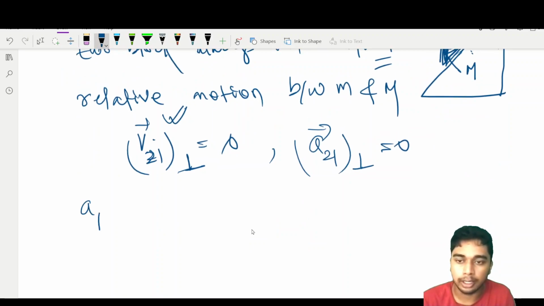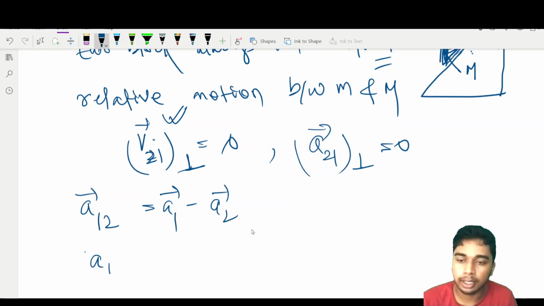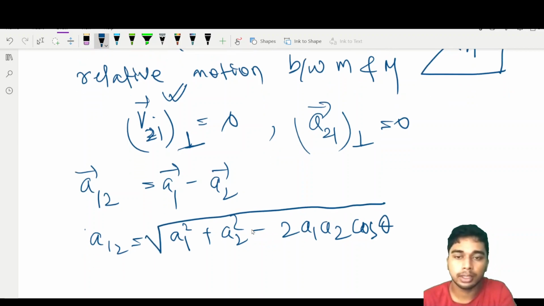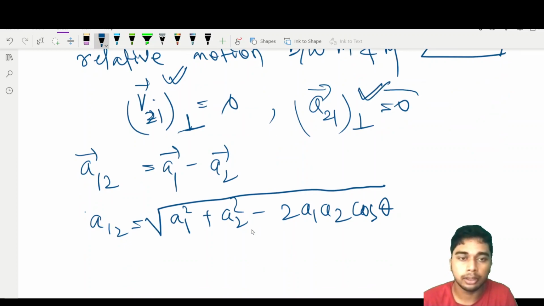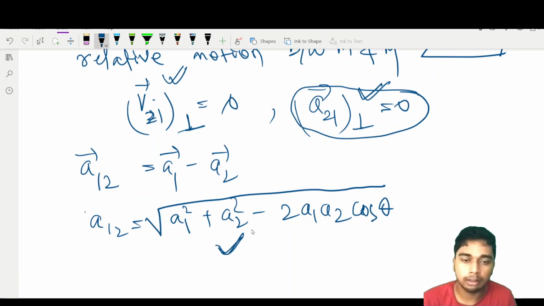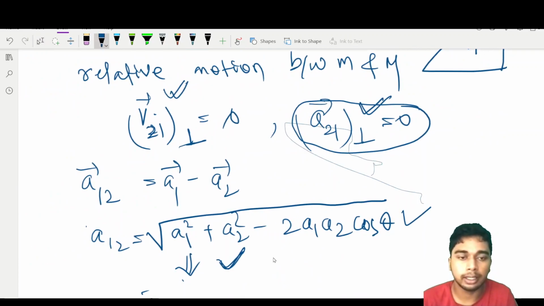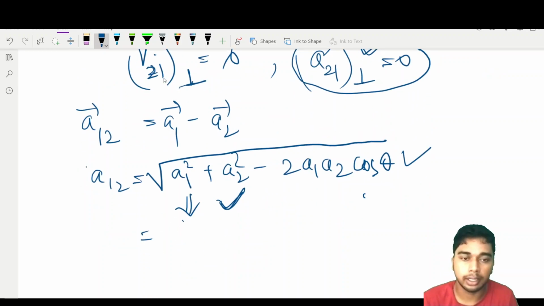So this is the acceleration. Acceleration a12 is the acceleration of 1 with respect to 2, or in magnitude I can write a12 equals the square root of a1 squared plus a2 squared minus 2 a1 a2 cos theta. And here I will apply some condition. If I apply this condition, then this relation will be simplified to a simple form, because this is the general form, and from the constraint relation I will find the relation between them. So I will put it here, and then I will find what a1 and a2 are.